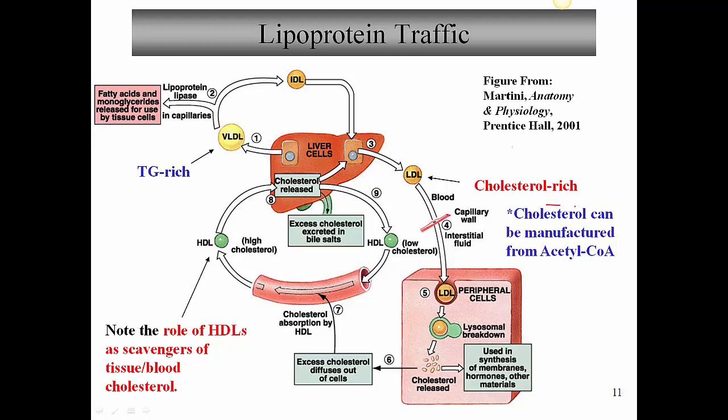The other thing I want to call your attention to here is that cholesterol can be manufactured from acetyl-CoA in the liver. I don't know if you've ever heard those drug commercials, but we actually do have 2 sources of cholesterol, from our diet and from our own bodies. That is, from our genetics. So our body does manufacture cholesterol from acetyl-CoA.